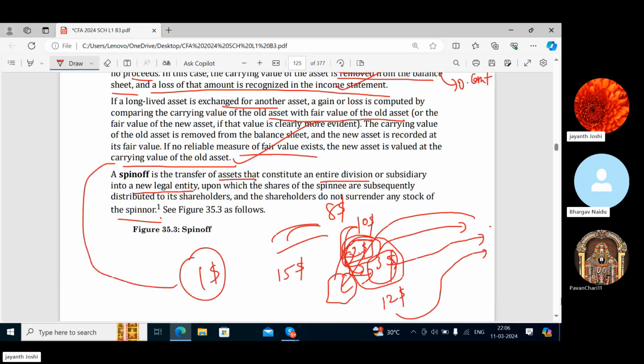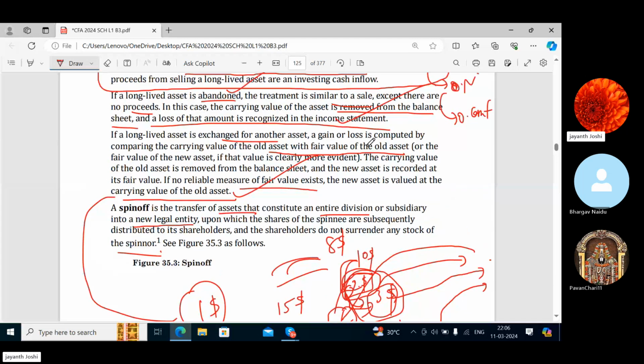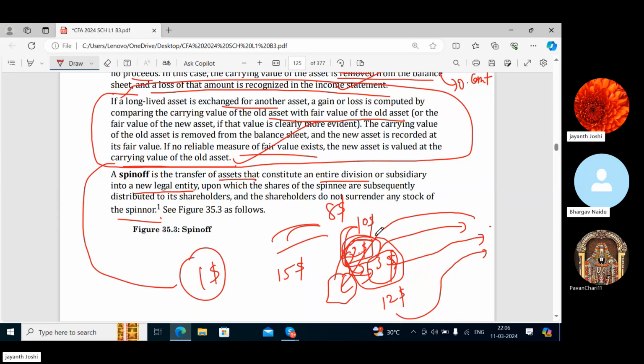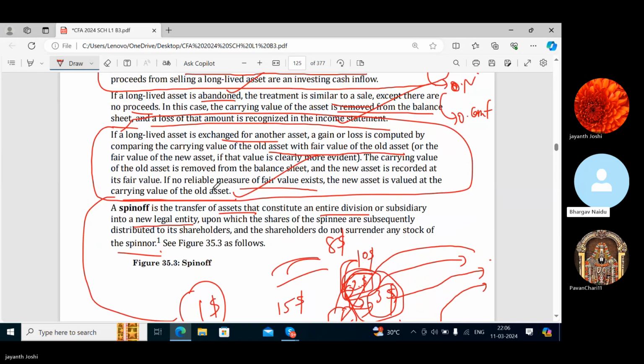Can you explain the paragraph above that, above spin-off? This one? Yes, sir. I explained, right? Yes, sir, I didn't really get it.